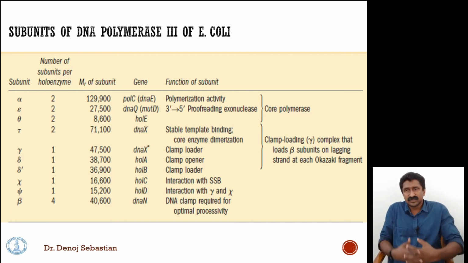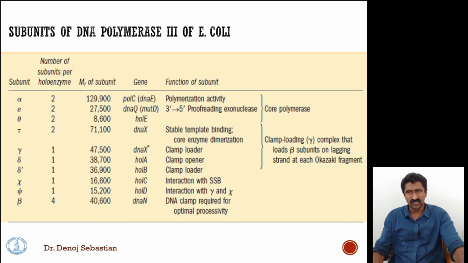The alpha subunit, which is coded by the polC gene, has the polymerization activity. Then the epsilon subunit has the 3' to 5' proofreading or exonuclease activity, and then the theta subunit. In this case, these are alpha, epsilon and theta, and that constitutes the core polymerase.